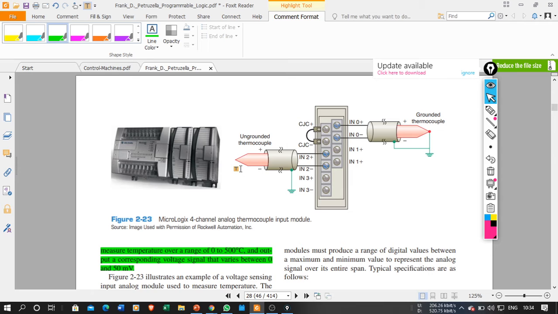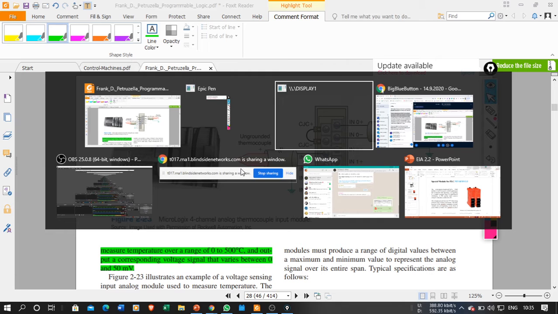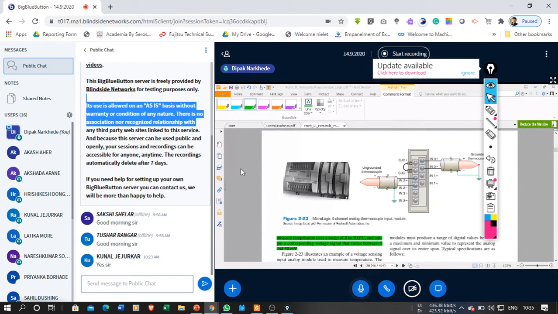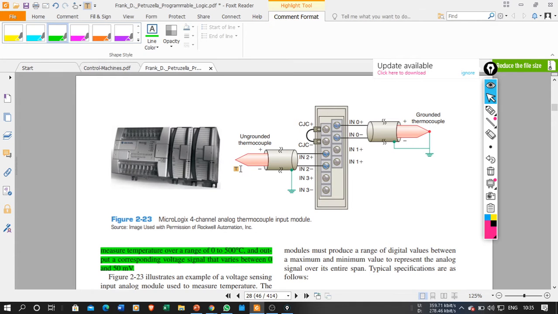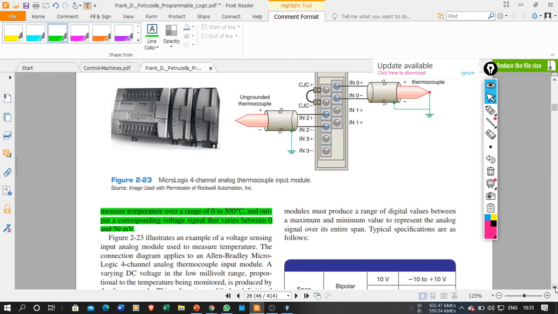100 degree centigrade ला किती टेम्परेचर आउटपुट व्होल्टेज मिळेल मला? For 100 degree centigrade, what is the output voltage I will get at the output of my temperature sensor? Okay, if the temperature sensor gives me 50 millivolt for 500 degree centigrade, then for 100 degree centigrade it will give me 10 millivolt. So this is how you can do the calibration. For that purpose you need to do the calibration also.